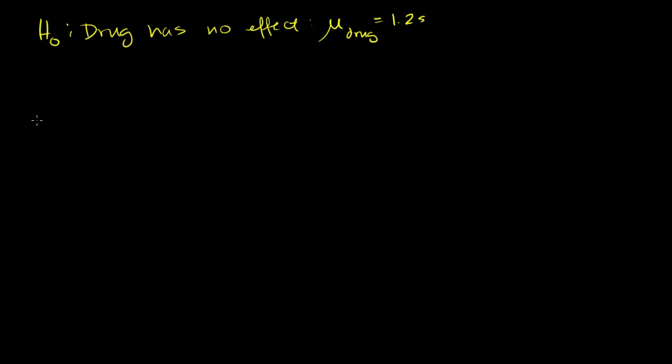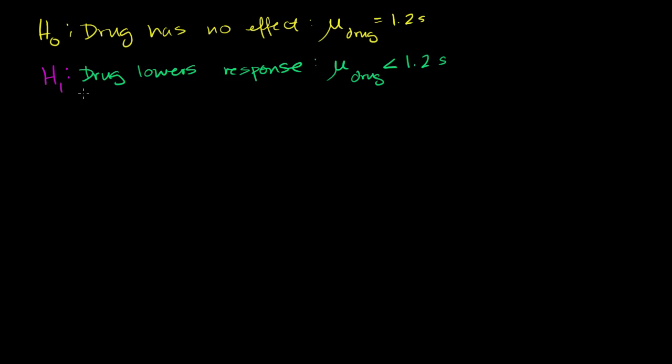Now, if we wanted to do a one-tailed test, if for some reason we already had a view that this drug would lower response times, then our alternative hypothesis, and just so you get familiar with different notation, some books or teachers will write the alternative hypothesis as H1, sometimes as H alternative. Either one is fine. For a one-tailed test, you could say that the drug lowers response time, or that the mean with the drug is less than 1.2 seconds.